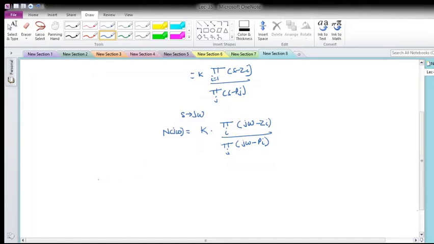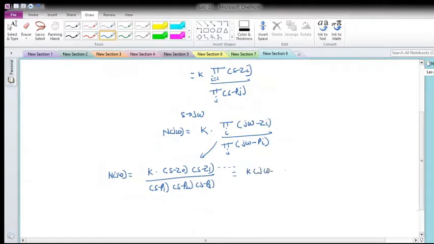Suppose my network function, let me write it this way, N(j omega), is K times (s minus z0)(s minus z1) and so on, divided by (s minus p1)(s minus p2)(s minus p3) and so on. In the j omega domain we can express this as K times (j omega minus z0)(j omega minus z1), etc., over (j omega minus p1)(j omega minus p2)(j omega minus p3), this way.